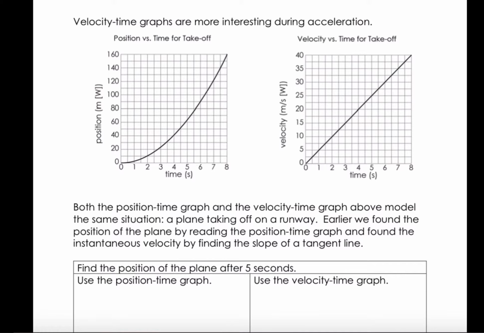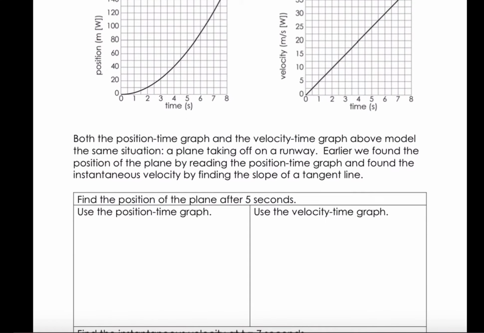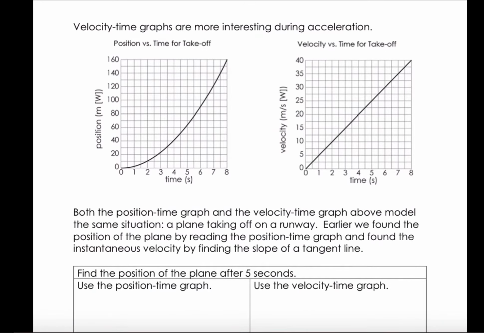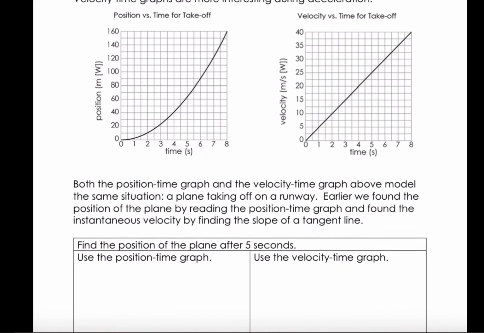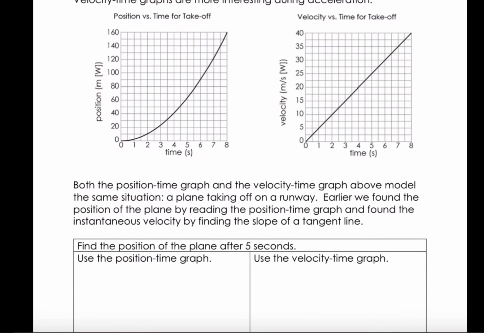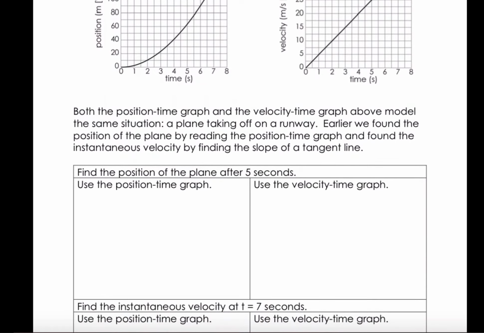Earlier, we found the position of the plane by reading the position time graph and found the instantaneous velocity by finding the slope of the tangent line. So we're going to go through these different situations and use the two separate graphs and compare how accurate the data is by reading a particular type of graph. Find the position of the plane after 5 seconds.